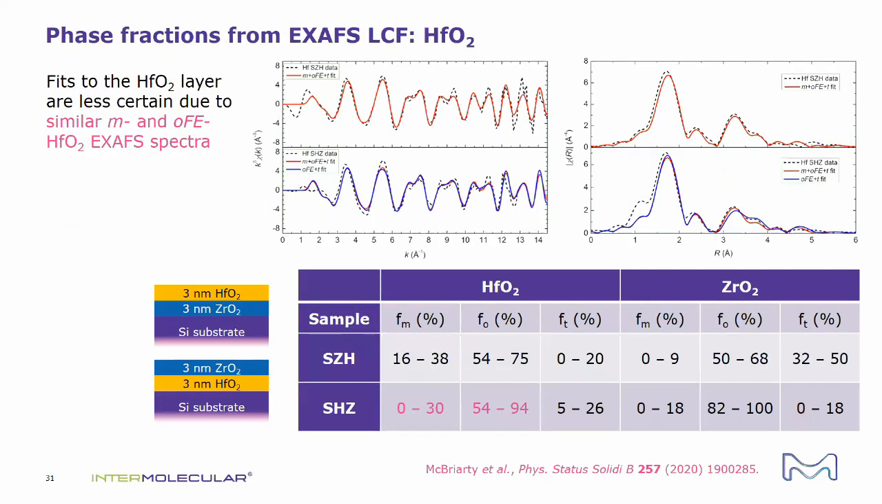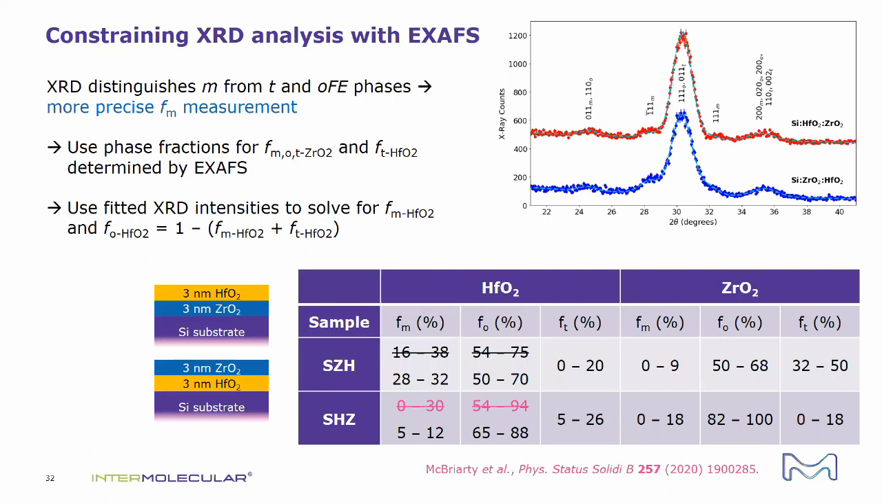In this table, I'm just showing the phase fraction ranges that we get from our linear combination fits. And whenever I do the constraining with the XRD, I have a separate series of equations set up, which are in the SI of this paper. So you can refer to that if you'd like. But in this case, I used the phase fractions from all the zirconium oxide phases in the hafnium oxide. But then I just ignored the phase fractions from the XAFS for the hafnium oxide, and I used instead the phase fraction for the monoclinic hafnium oxide.